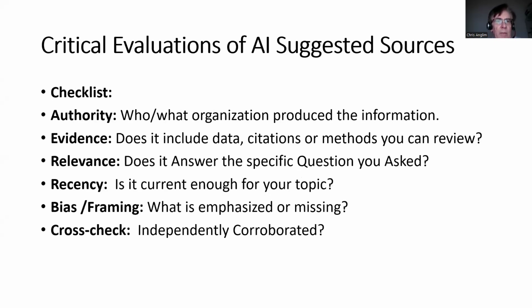One thing to add as you near the end of your research is to critically evaluate the AI suggested sources using a checklist such as this. Authority: check to see the authority of your source, who or what organization produced this information. Next would be evidence. Does it include data, citations, or methods that you can readily review?